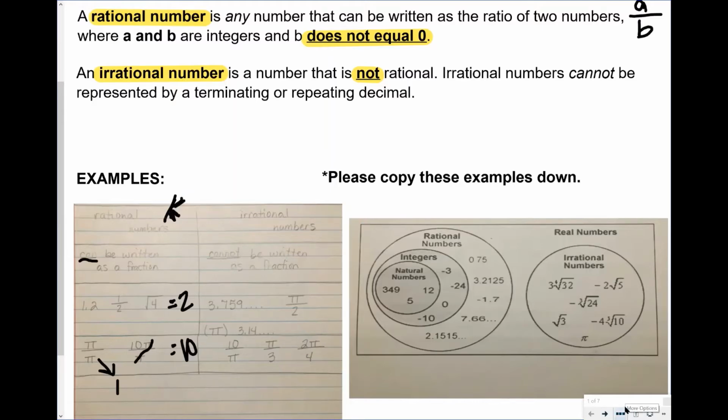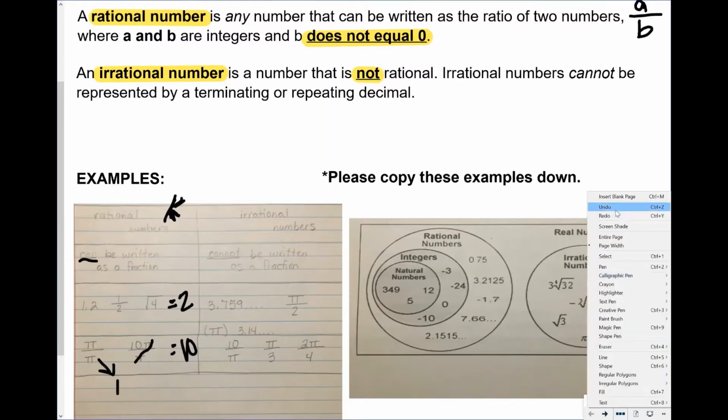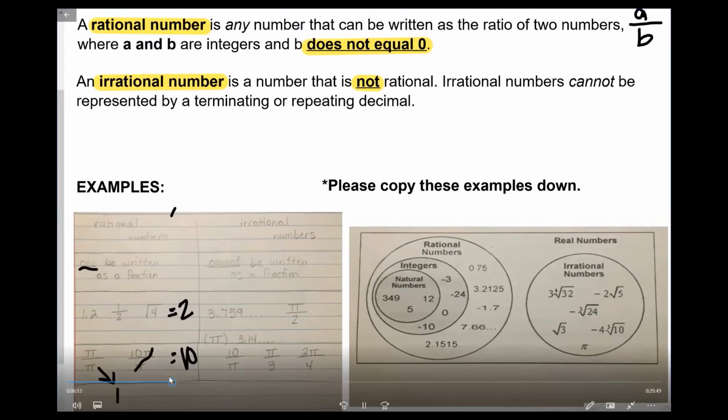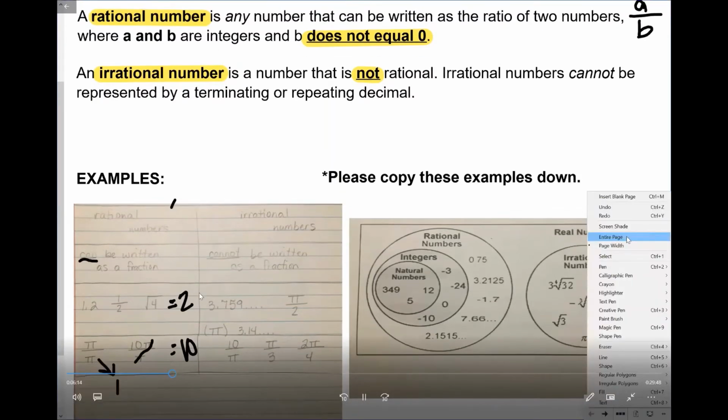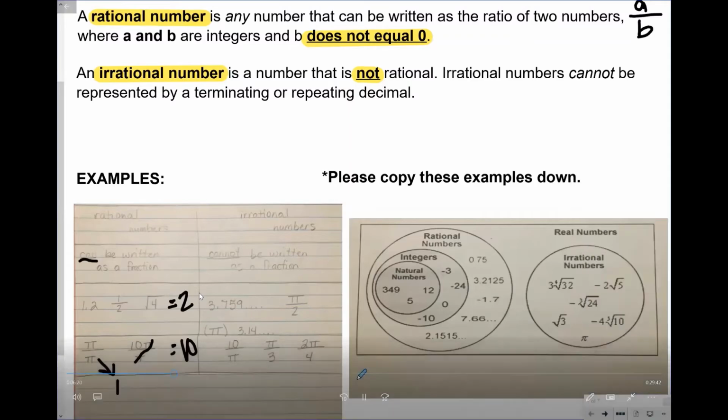If it's not a whole number, then it's not a rational number. Now we see over here that irrational numbers cannot be written as a fraction. So underline "cannot."